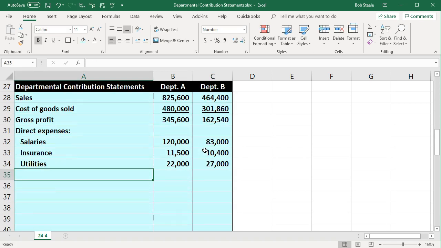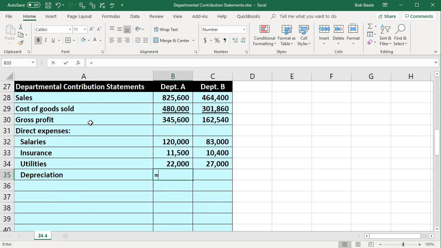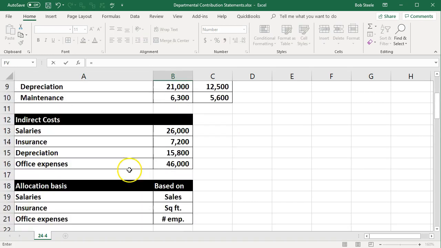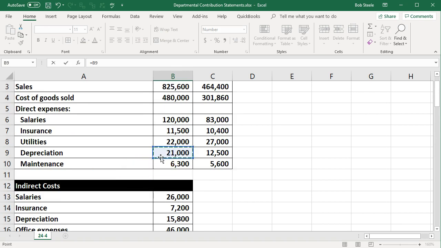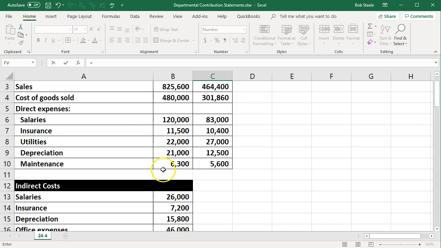We'll pick up the depreciation, same way, it's a direct expense, so we're not going to break it out or use any allocation method. Depreciation tab for Department A equals, scrolling back up, the 21,000 tab. Department B equals, scrolling back up, the 12,005 and enter.